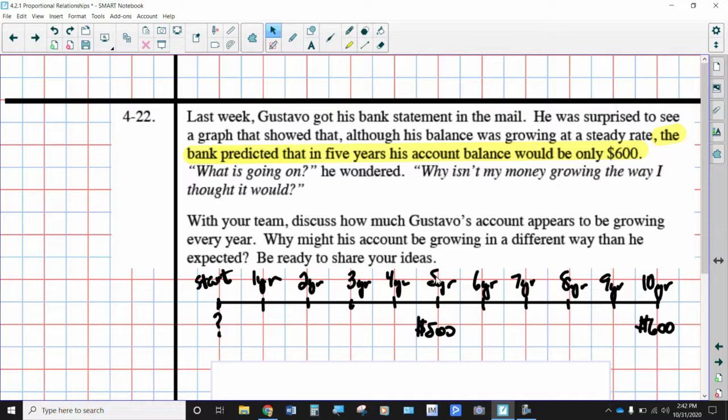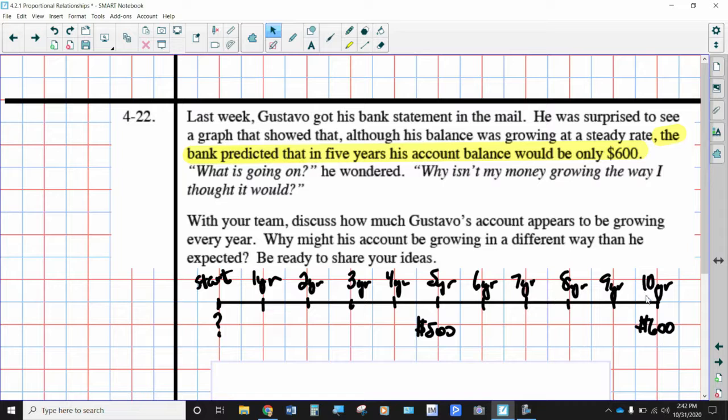Now, I'll give you a tip. The bank is not wrong, okay? They're not making any mistakes with the account balances. They know what's going on with these accounts, and they can pretty accurately predict the dollar amounts in 5, 10, 15, 20 years because they understand the mathematics. This is what they do for a living.